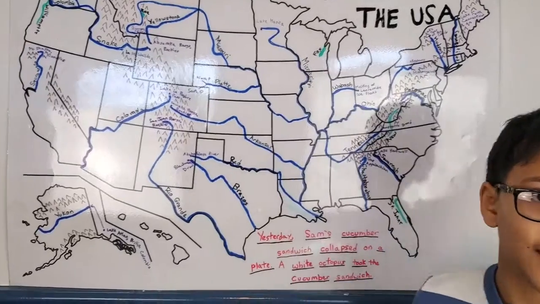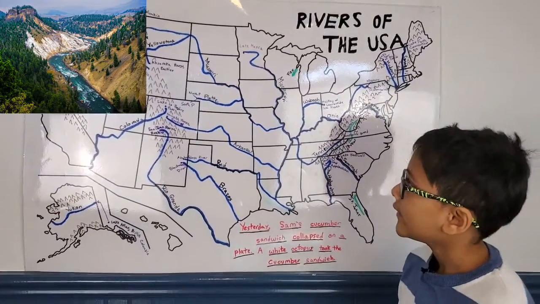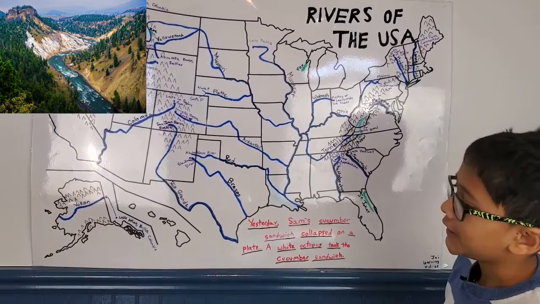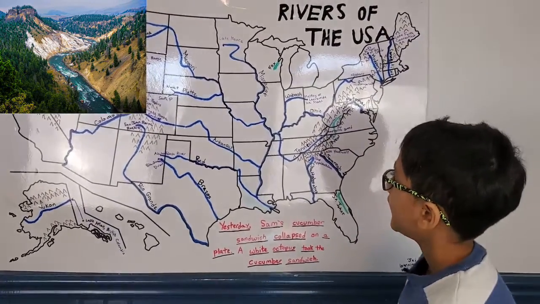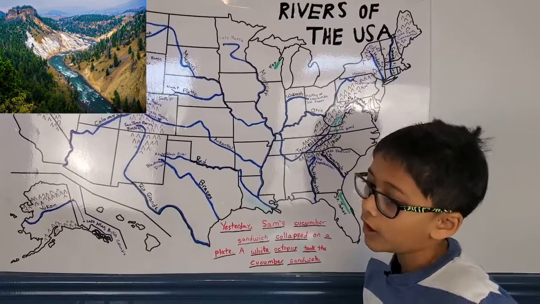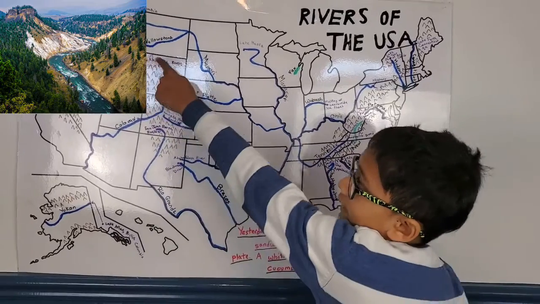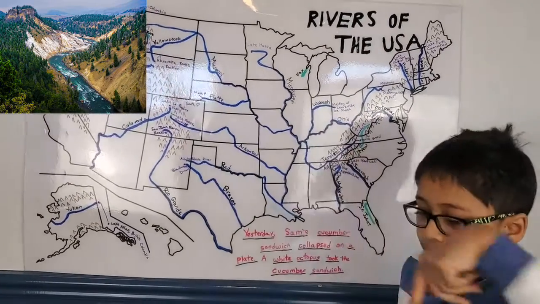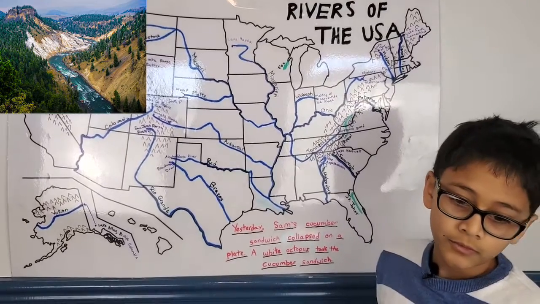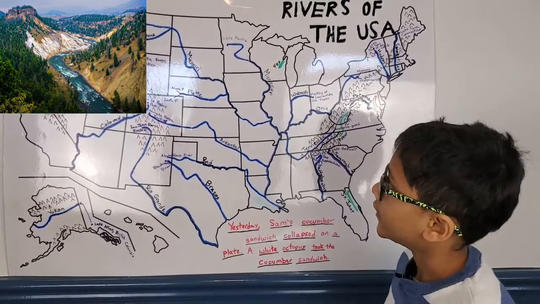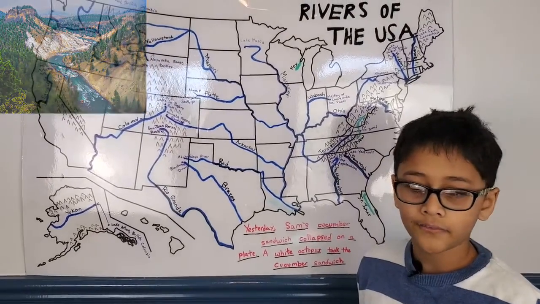Our fourth fact is that every river in the USA that is longer than 692 miles long is dammed. The longest river that's undammed is the Yellowstone River, over here, you can see, which is 692 miles long. So that's the largest undammed river in the USA.